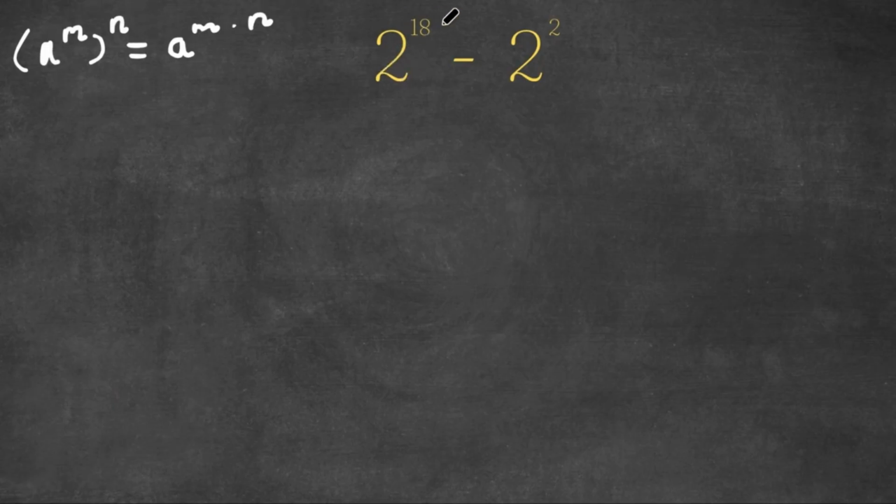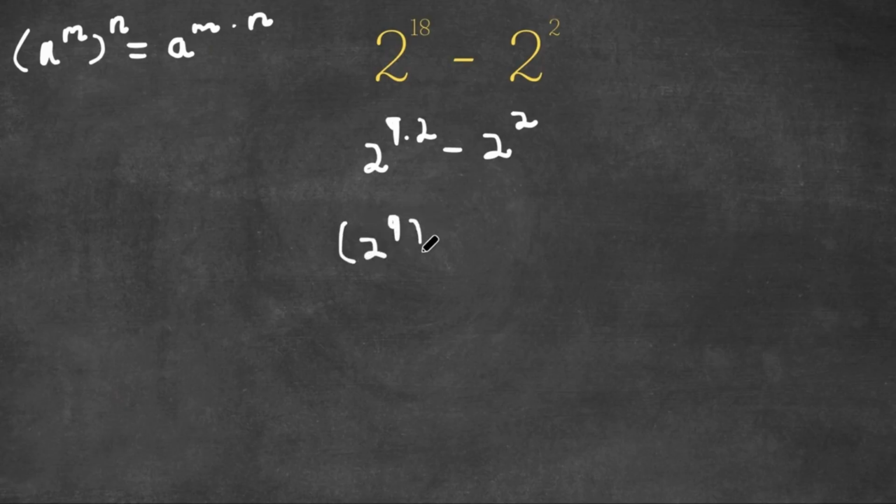So as you can see here, we have 2 to the power of 18, and 18 can be written as 9 times 2, right? So now we have 2 to the power of 9 times 2 minus 2 squared. Now 9 times 2, remember a to the power of m times n, this can be written as a to the power of m to the power of n. So 2 to the power of 9 times 2 can be written as 2 to the power of 9 to the power of 2. Now minus 2 squared.